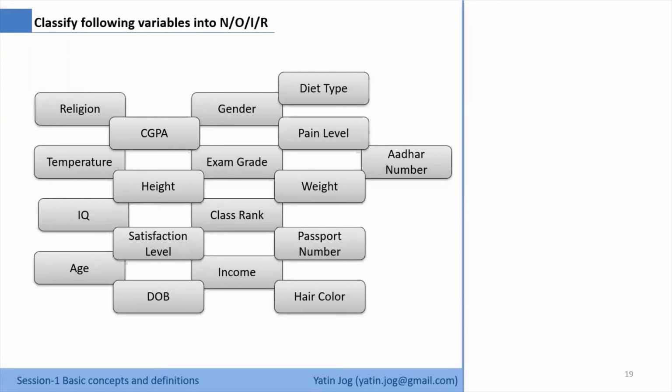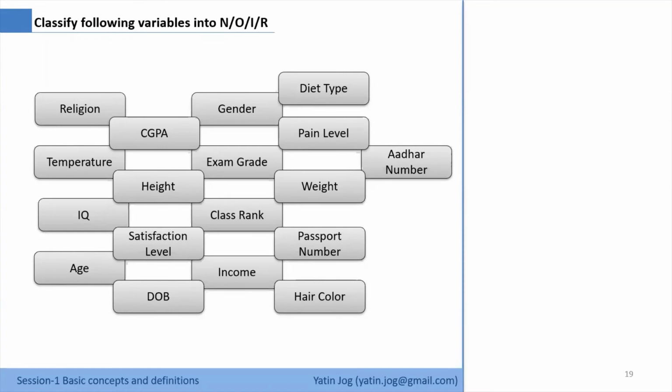Why is CGPA interval? The answer is correct actually. CGPA is interval because it doesn't have a defined zero. Again, I'm telling you that this defined zero concept is very important in ratios. Why don't CGPAs have a defined zero? Because every university follows a different CGPA pattern. Some universities follow 4-point CGPA, some follow 10-point CGPA, some follow 8-point CGPA. So if my CGPA is 3.5, that 3.5 has a different meaning in different CGPA patterns. So CGPA is interval.